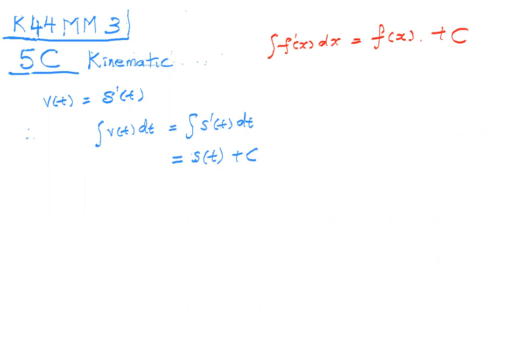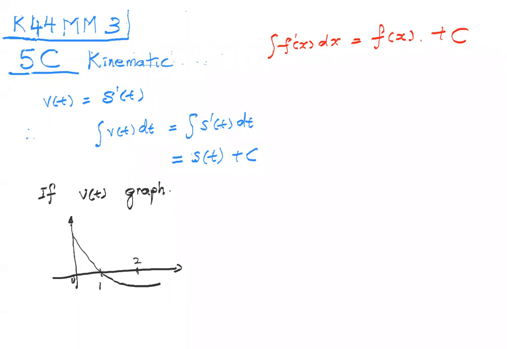Okay, now if I have the velocity function graph, for example, my velocity function graph is like that. Okay, for example, it's like that. And this is a value, maybe I say 1, and this one, maybe I say 2 here. So this is my y equal to v(t).